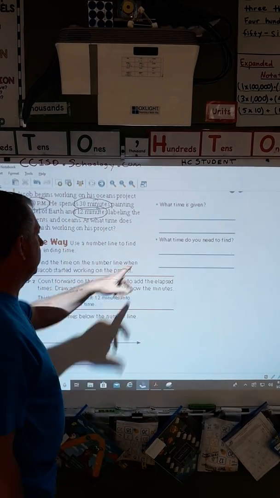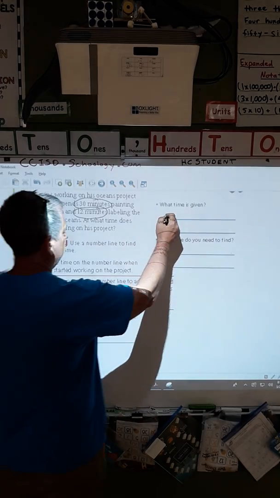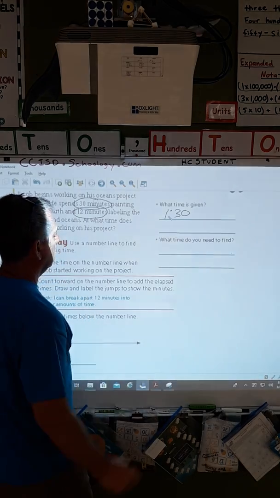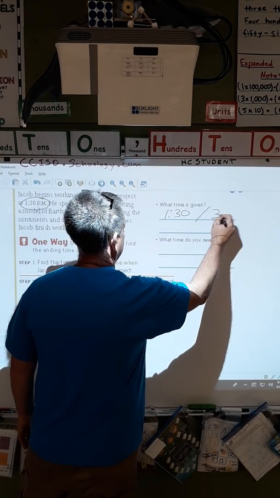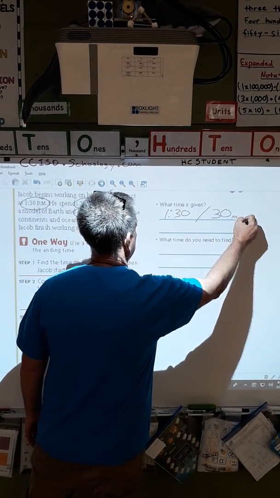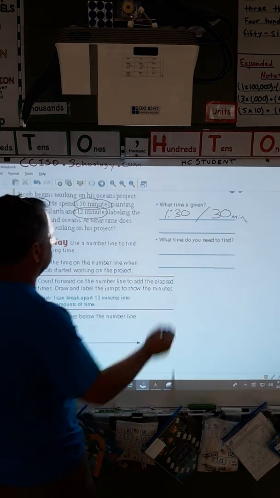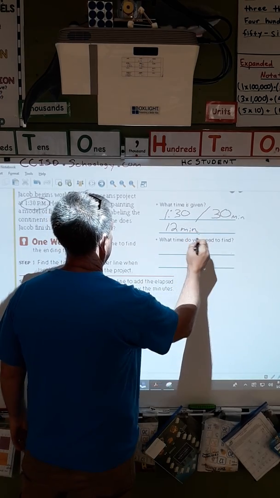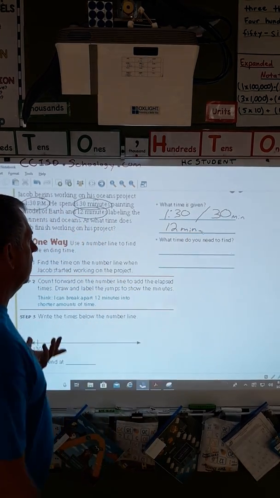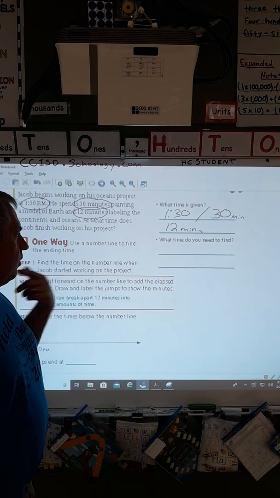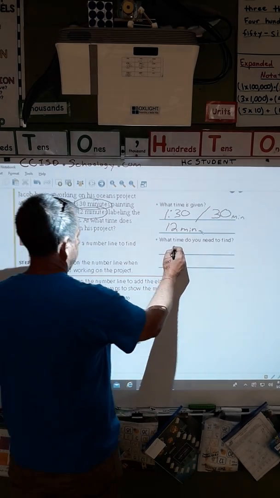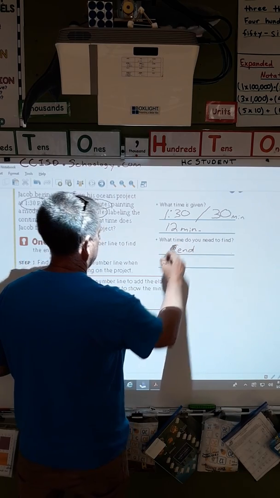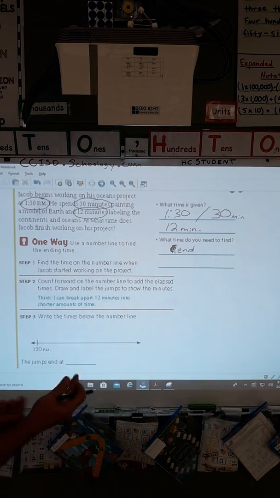And over here it's asking what is a given, so that's what we're going to put in there. So 1:30 is the start time. Okay, spent 30 minutes painting, and then 12 minutes labeling. Okay, and so what time do you need to find? We need to find the end time. Oh, for some reason I want to put 2 E's there. We want to try and find the end time.